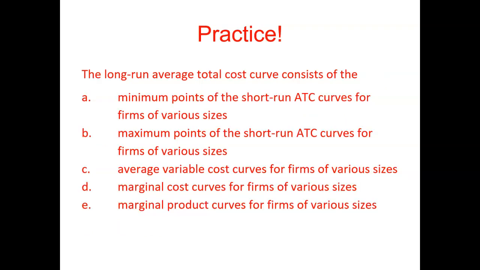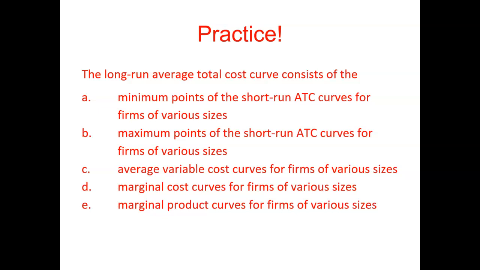Okay, let's look at the next one. The long run average total cost curve consists of minimum points of the short run ATC curves for firms of various sizes, maximum points of the short run ATC curves for firms of various sizes, average variable cost curves for firms of various sizes, marginal cost curves for firms of various sizes, and marginal product curves for firms of various sizes. The correct answer is A. It is the minimum points of the short run ATC curves.